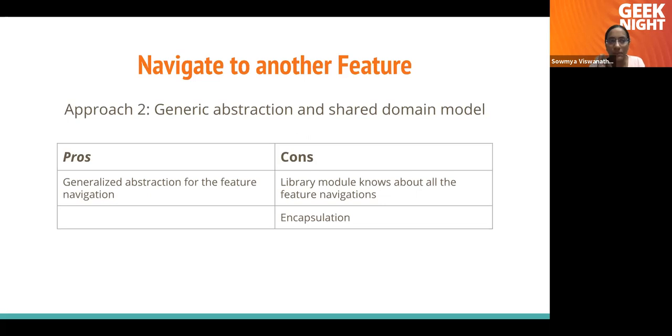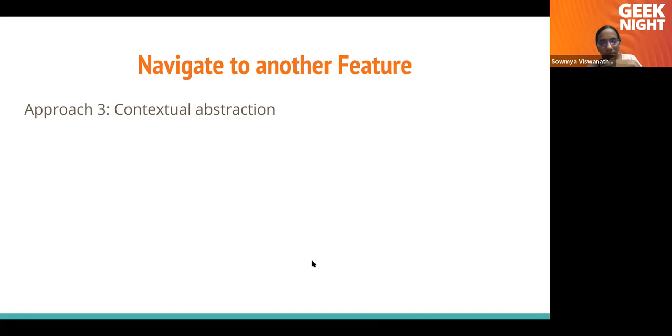So based on approach one and approach two, there is another approach that we thought of when we thought of this whole modularization. And maybe Vidhi, can you talk through that? Yeah, thanks, Sonia. So the next approach is the contextual abstraction. Okay. So now let's see what we actually want to do, right? We have these two feature modules, product and purchase.